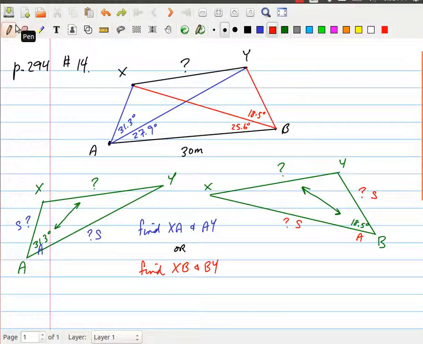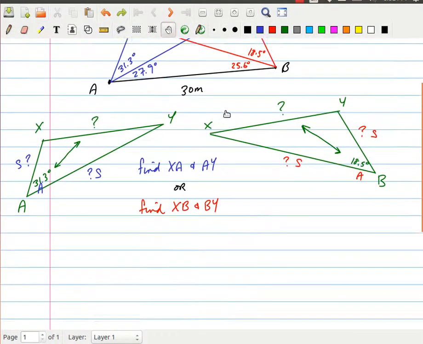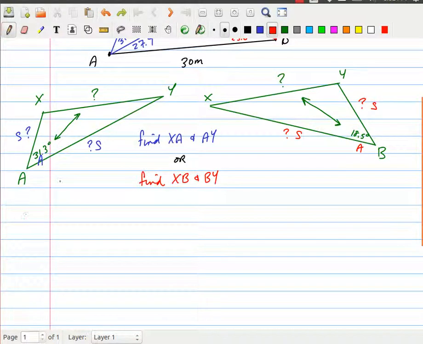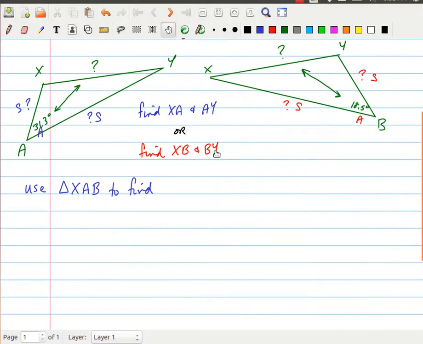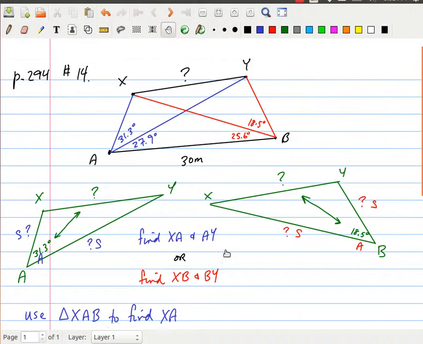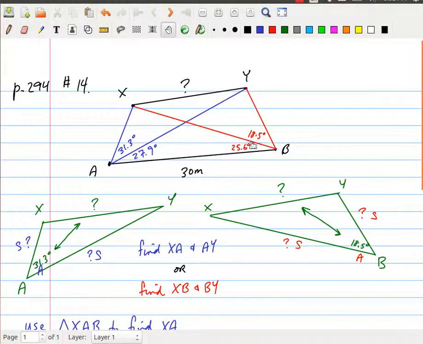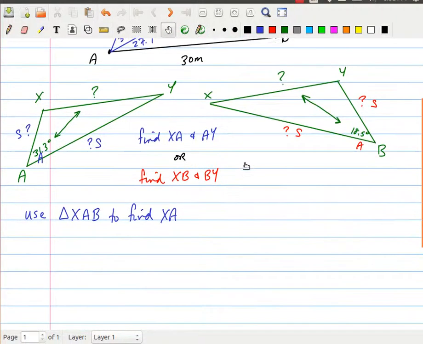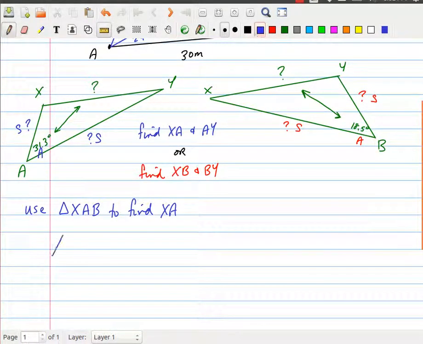So I'll just switch over to this and we'll scroll down a little bit. And so what we're going to do is use triangle XAB to find, and what did I say I was going to get out of triangle XAB? XAB is going to allow us to find the side XA. So XAB, what does that triangle look like? X to A to B is going to require some straight lines. X to A to B, and then B back to X. So that's XAB. So I'll go ahead and label that one.